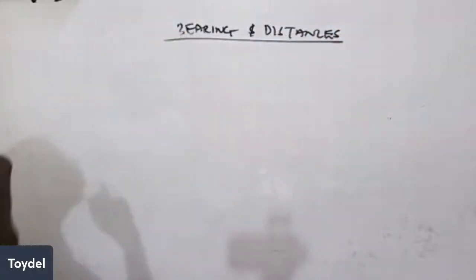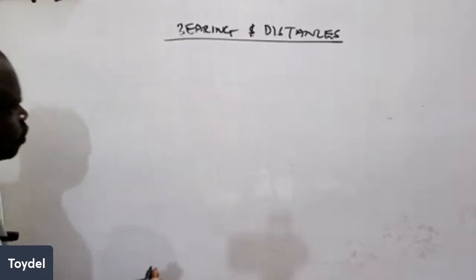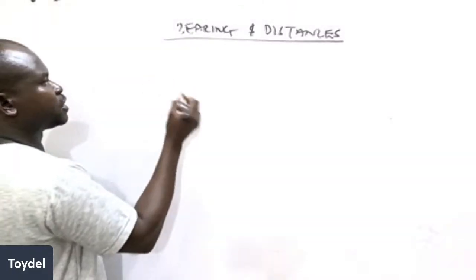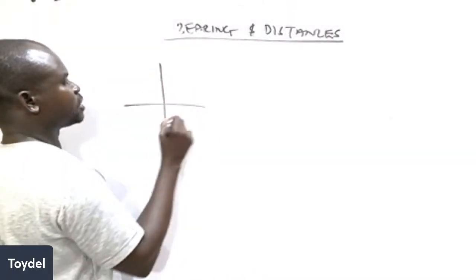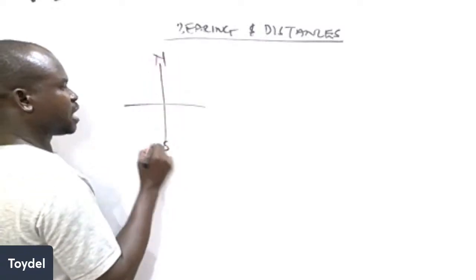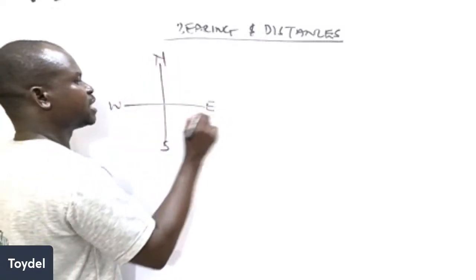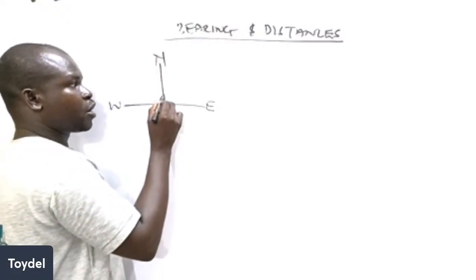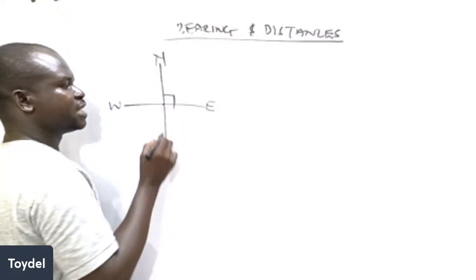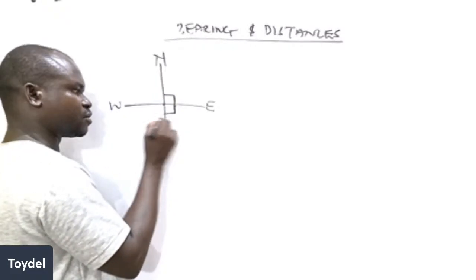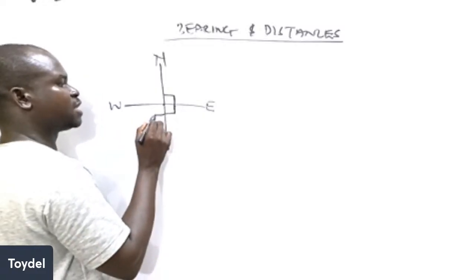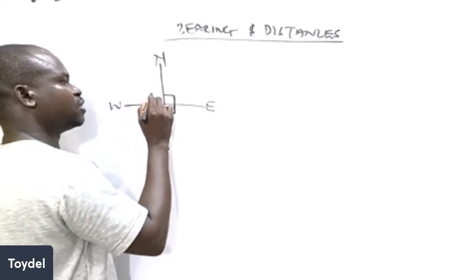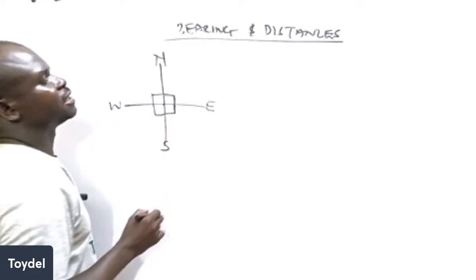For the geography students, you recall that we have 4 cardinal points when we talk about north, south, west, and east. And at the center here, it is 90 degrees. So from north to east is 90, is 360. East to south, another 90. South to west, 90. West to north, 90.